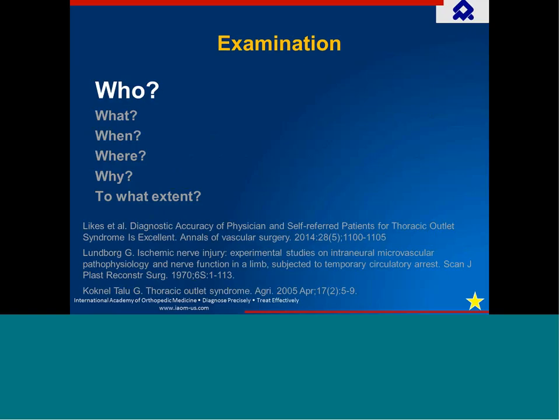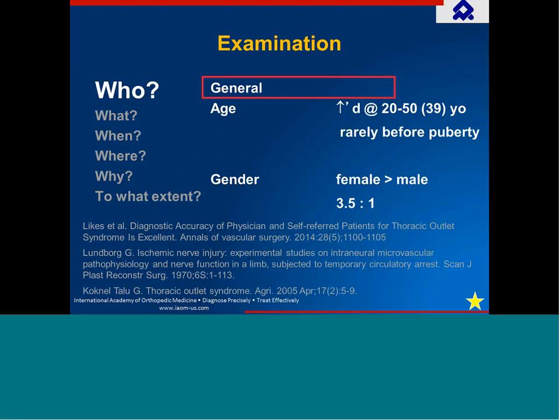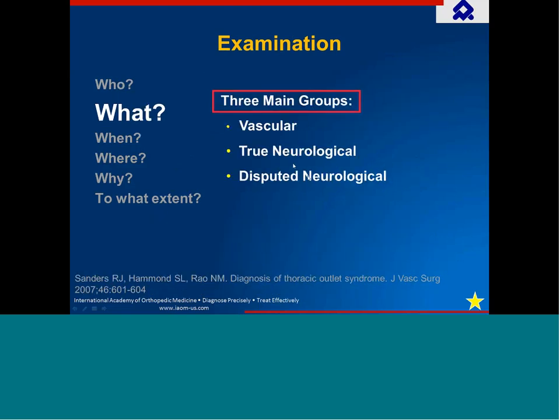So let's take quickly a look at the subjective evaluation, because this is what paints the picture. All of our examination processes, and we teach this explicitly, is a who, what, when, where, why, and to what extent. And for thoracic outlet, for example, we're looking in this age category, typically 20 to 50 years old. Females more frequently than males by almost a 4-to-1 ratio. If we take a look at the what, as I mentioned, the what is the vascular, a true neurological, or disputed neurological. So there's three major groups.